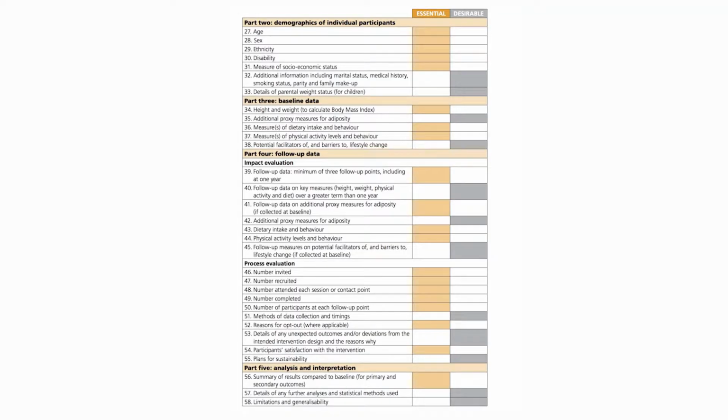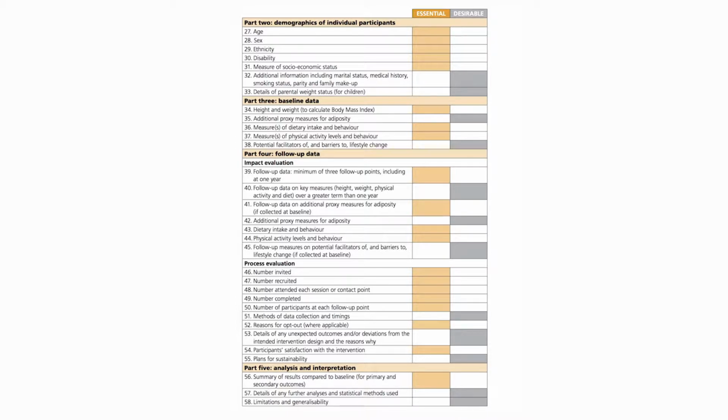The second page of the 2 lists another set of essential and desirable criteria. So we need to know something about the demographics of the individual participants. What age are they? What sex? What ethnicity? But other things such as perhaps the specific methods of data collection and the timings with which that was done were very good to know, but we didn't say that those things were absolutely essential.